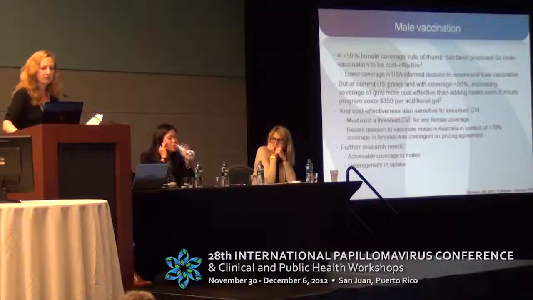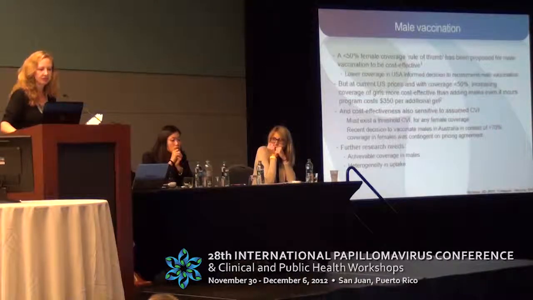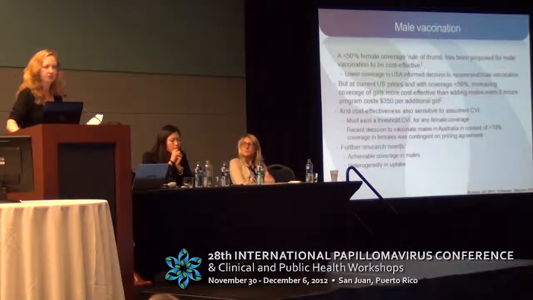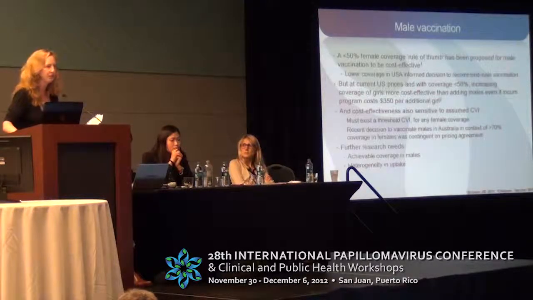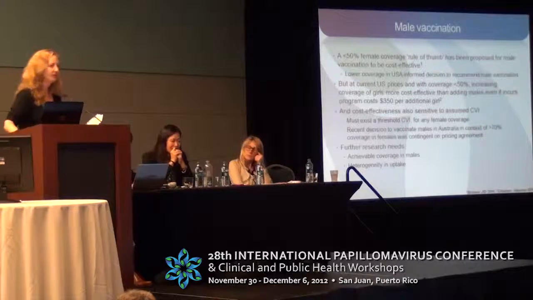But of course, the cost effectiveness ratio is highly sensitive to costs. So by definition, there must exist a threshold vaccine price that will make male vaccination cost effective for any particular female coverage rate. And it's notable that the recent decision to vaccinate males in Australia in context of over 70% coverage in females was contingent on a pricing agreement being reached with the manufacturer. And to put that into context, the first 4 years of vaccine introduction in females in Australia was budgeted at about $400 million. The first 4 years of male vaccination was budgeted at $20 million, which is about enough to cover the costs of the registers and so on. So we can infer from that that the vaccination of males is more or less cost neutral to government in that setting.